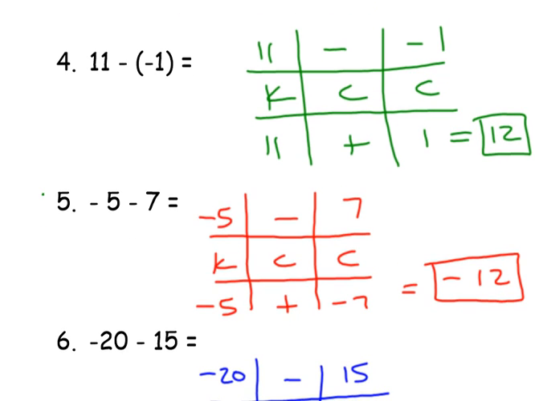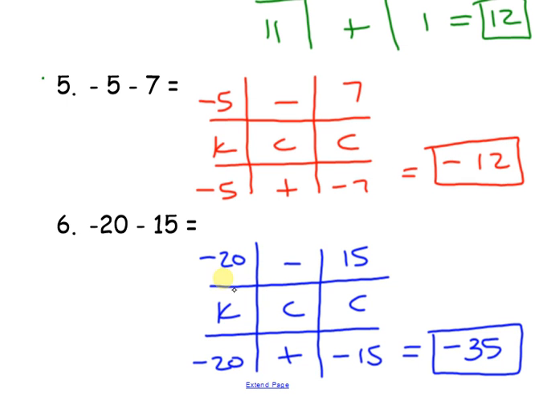Your second problem is negative 5 minus 7. You're going to keep your negative 5, change your minus to a plus, and change your positive 7 to a negative 7. Now you also have the same sign, but they're both negative. So remember, you add and keep. Add 7 plus 5, which is 12. Keep the negative sign because both numbers are negative.